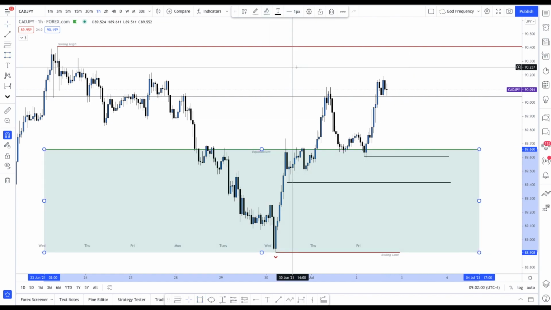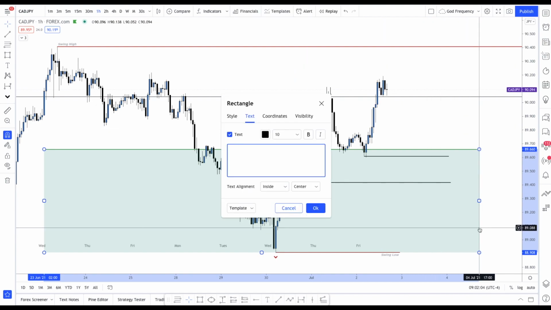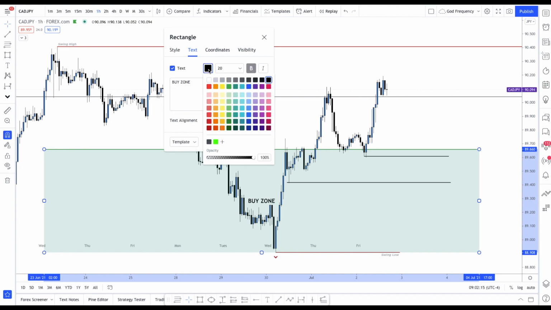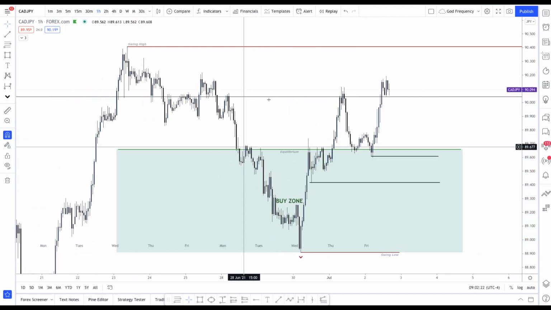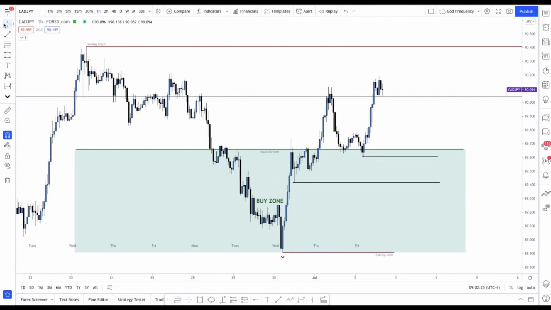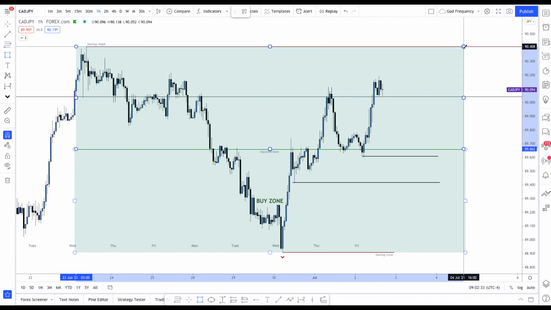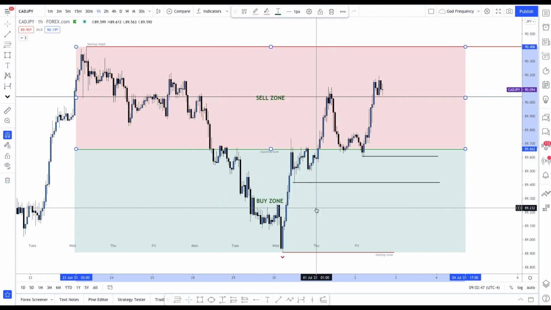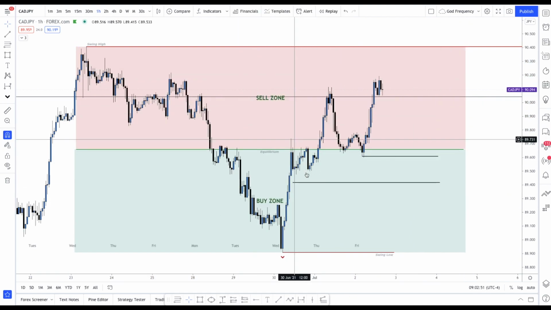And I'm going to shade it green, and I'm going to call it our buy zone. This is our buy zone. Okay, not in terms of zones that you've been taught, like support and resistance zones and stuff like that. And this, conversely, is going to be our sell zone. All right. So you want to think of it in terms of that, right?